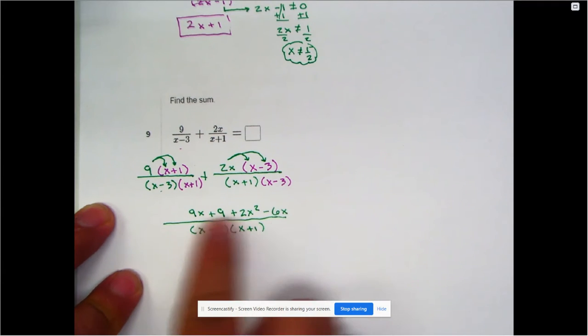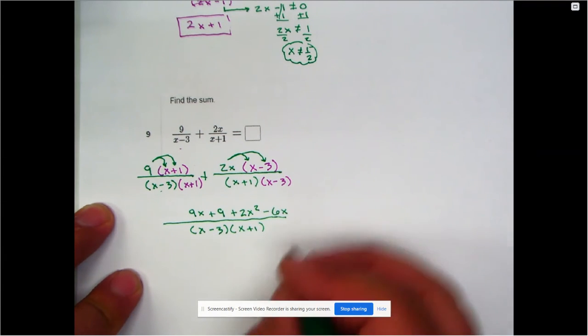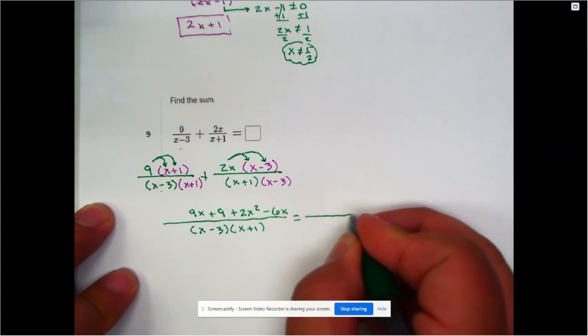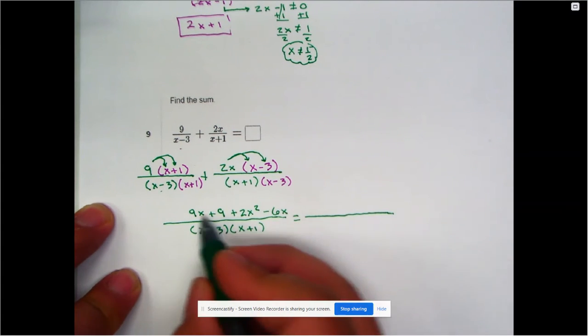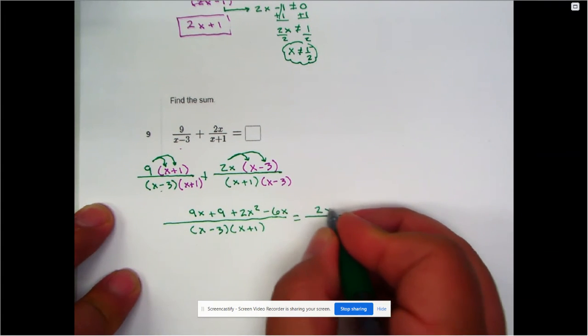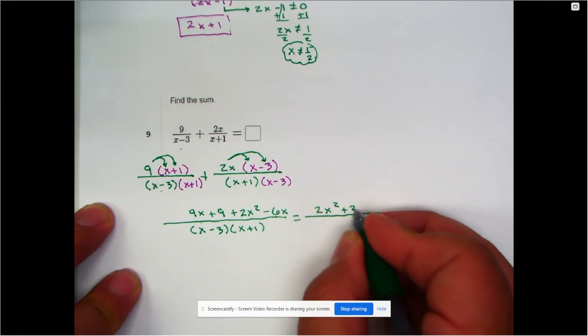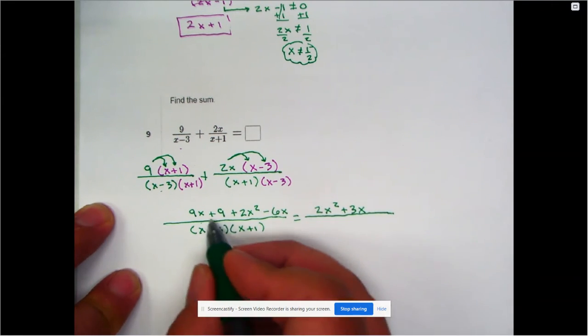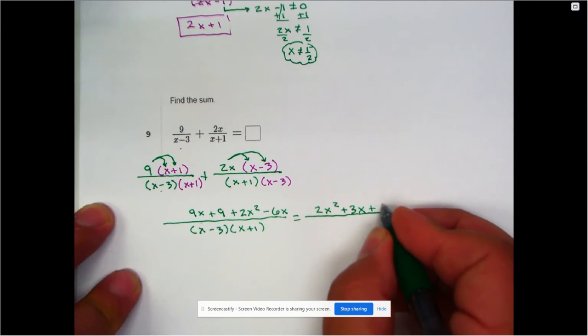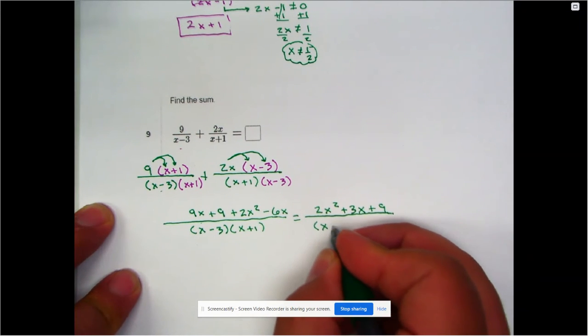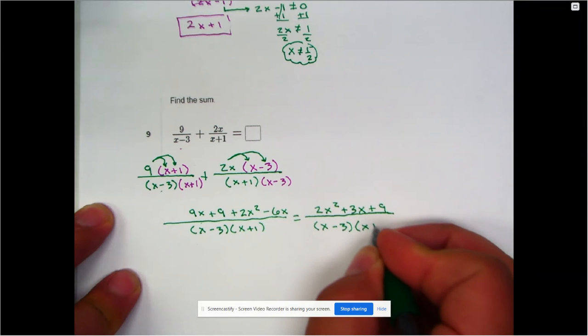And now I'm going to combine whatever I can, and I'm going to write it in order. So 2x squared should be first. 9x minus 6x, well, that's a positive 3x. And then just 9 all over x minus 3 times x plus 1.